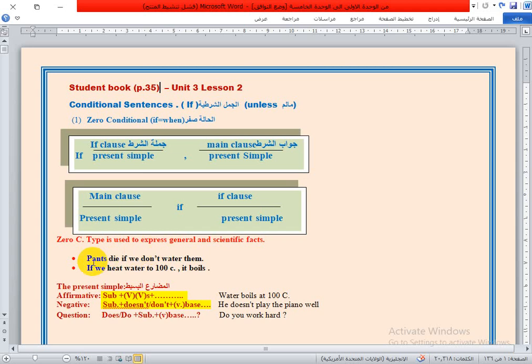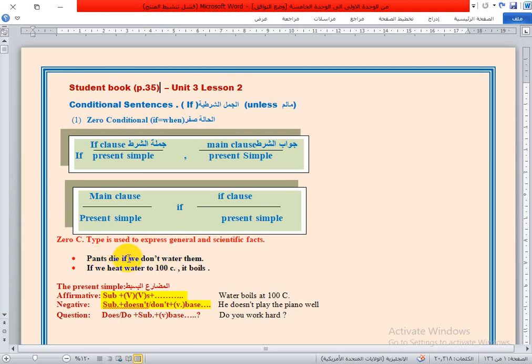For example, look at this example. Plants die if we don't water them. النباتات تموت عندما لا نسقيها. This is a general or a scientific fact. هاي حقيقة، ولأنه حقيقة لازم نستخدم شنو؟ لازم نستخدم zero conditional type الحالة الشرطية صفر.